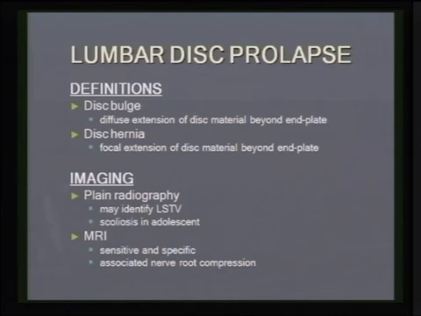Occasionally an acute disc prolapse, particularly in the adolescent age group, can result in a patient presenting with scoliosis rather than radiculopathy, so that's something to be aware of. MR, of course, is very sensitive and very specific and will demonstrate the associated nerve root compression.